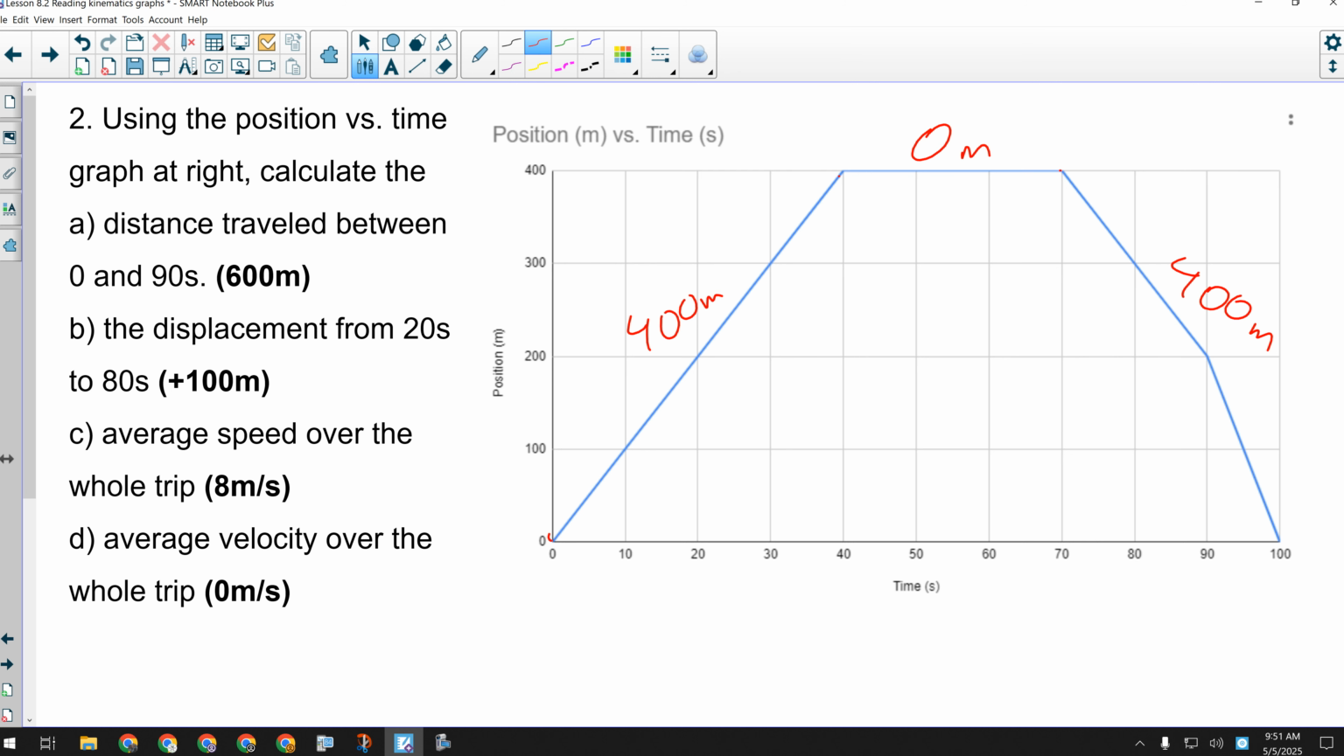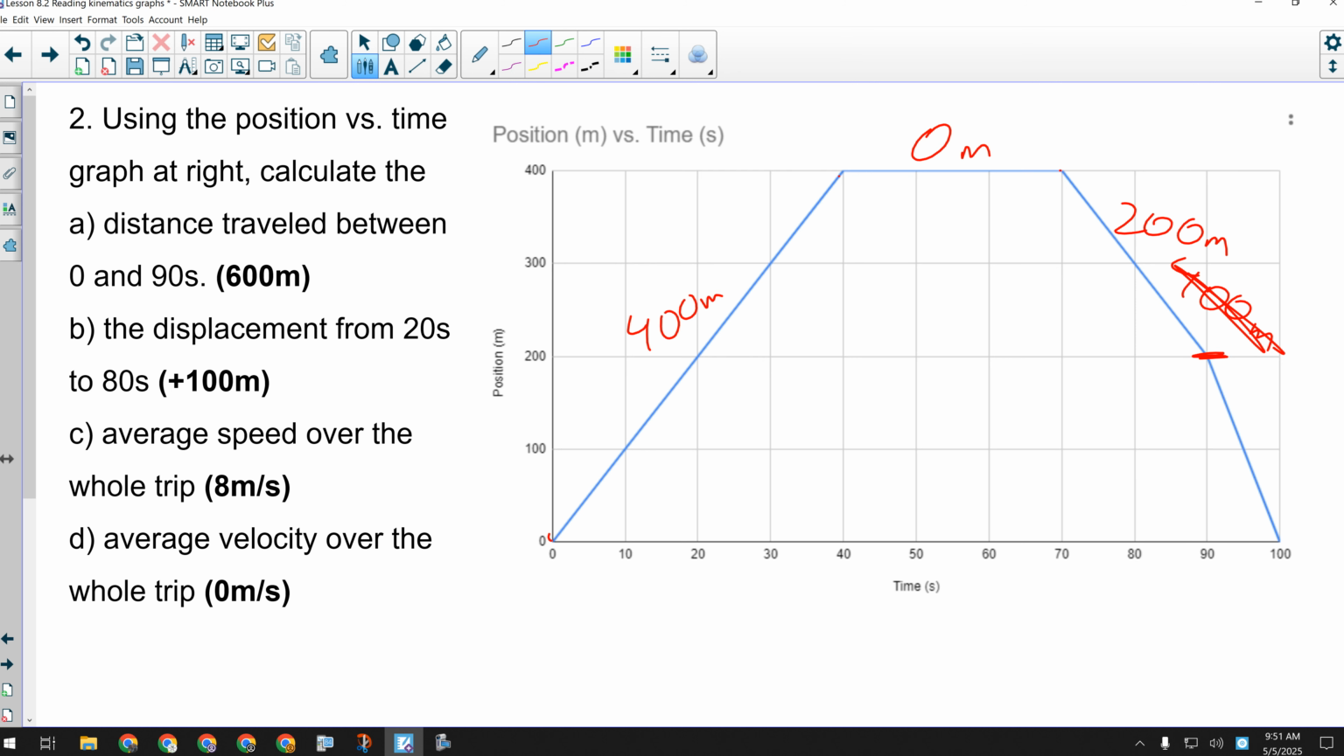Oh, sorry, between 0 and 90 seconds. That's why I have 600 meters there. Only up to there, that's 200 meters. That's why it's 600, not over the whole trip. Is everybody with me on that? You have to stop me if I make a mistake. I'm sure most of you did that right.